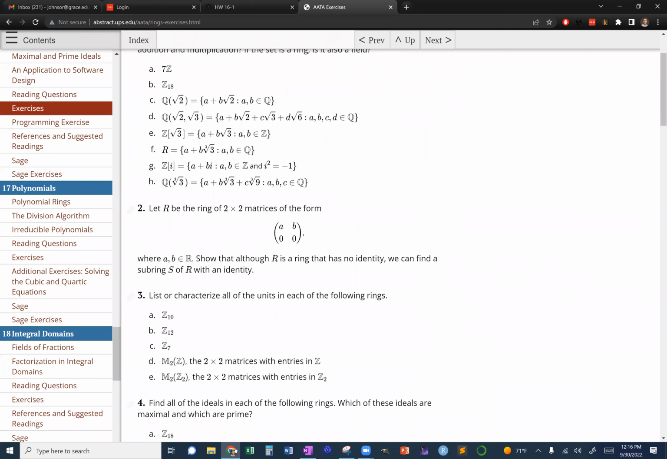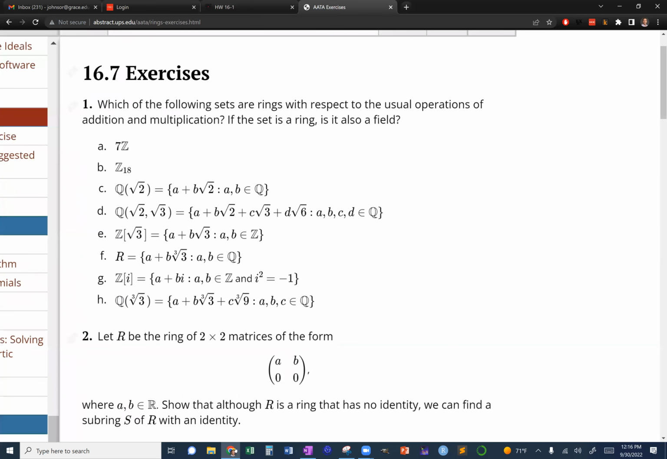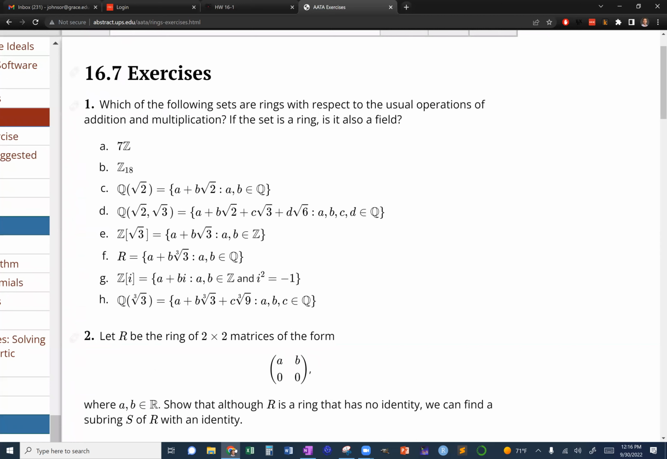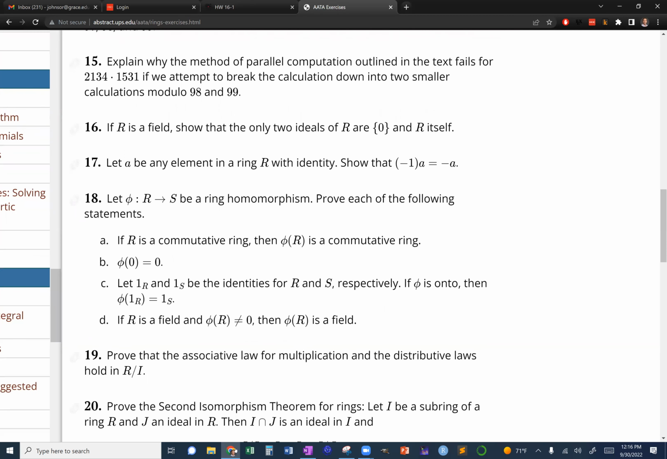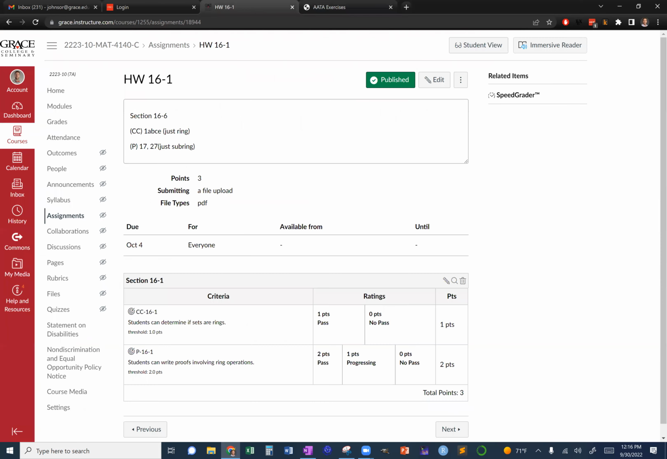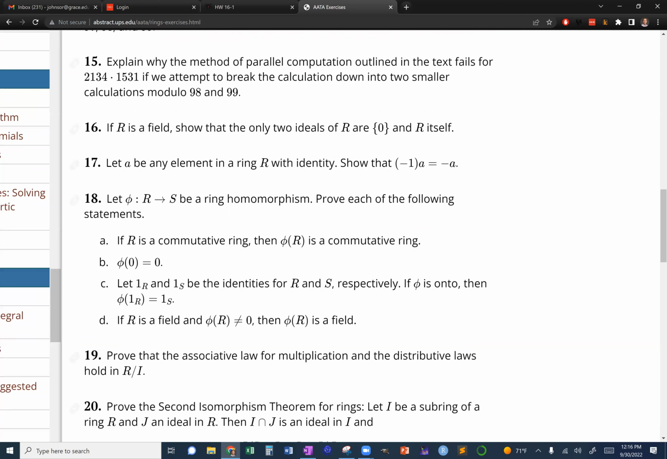Yeah, so I said just rings. We're learning about fields next time. And then 17. Wait, that doesn't seem right. No, 17 and then 27 just subring. So 17 is a lot like that proof with the zero.